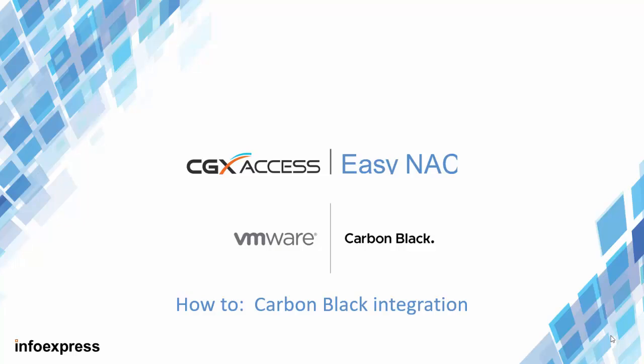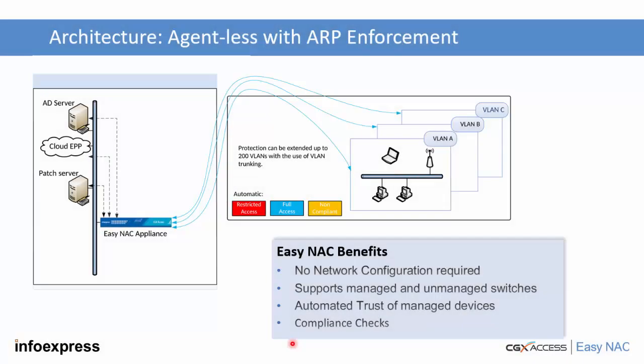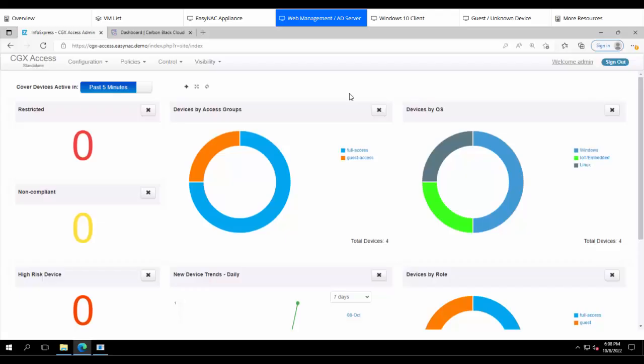In this how-to video, we'll walk through the integration with Carbon Black. The Easy NAC appliance can use APIs to automatically check different types of servers and then automatically learn what devices can be trusted and also learn what devices may be out of compliance. Then using ARP enforcement, any device not meeting our policy requirements can be easily quarantined or restricted. Let's show you how this integration is done.